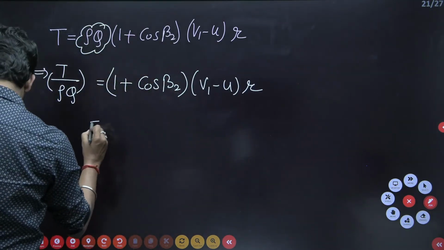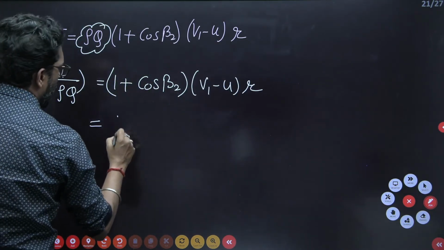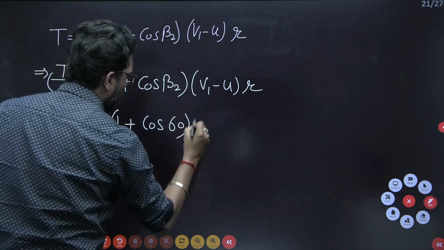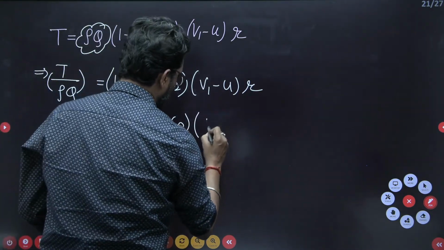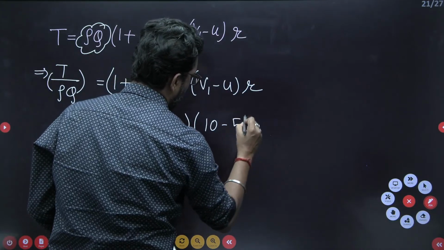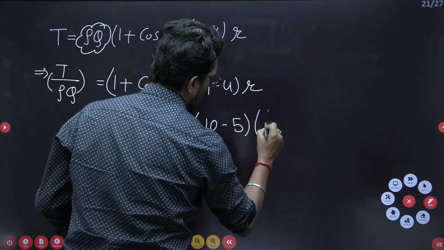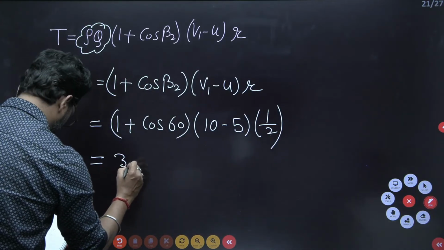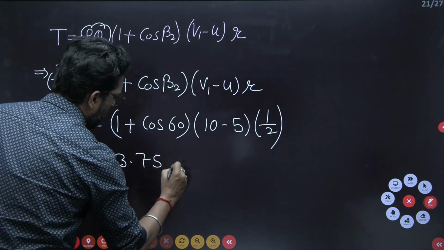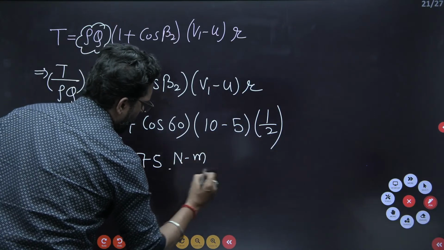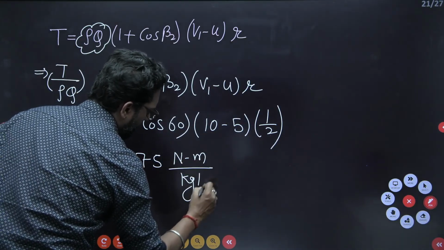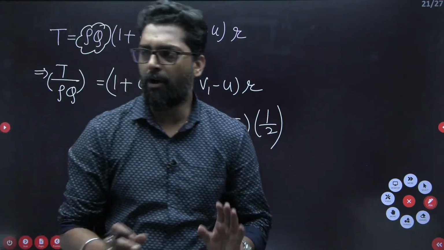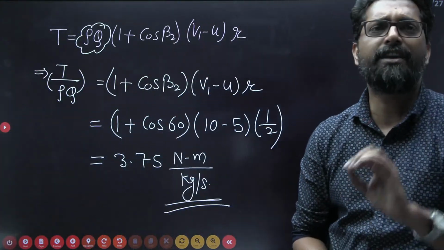Put all these values here: 1 plus cos 60 degree, V1 jet velocity is 10, peripheral velocity 5, and the diameter given is 1 by 2. If you calculate this, it is 3.75 Newton meter per kg per second. Clear? It is a very simple problem, nothing else.